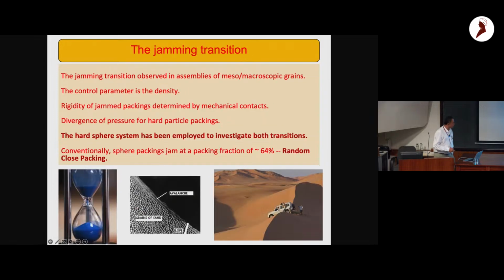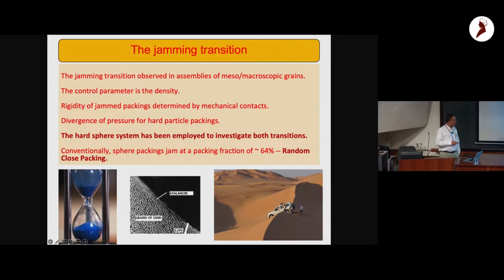Now the jamming transition, again at the level of a brief summary, is observed when you have assemblies of mesoscale or macroscale grains or particles, and the control parameter here is the density. The temperature is not important, and the rigidity of the jammed packings is determined by mechanical contacts. So they're pinned rather than caged. They don't have any kind of thermal-like motion in the jammed state, and correspondingly, if one is looking at rigid particles, there's a divergence of pressure at the jamming transition.